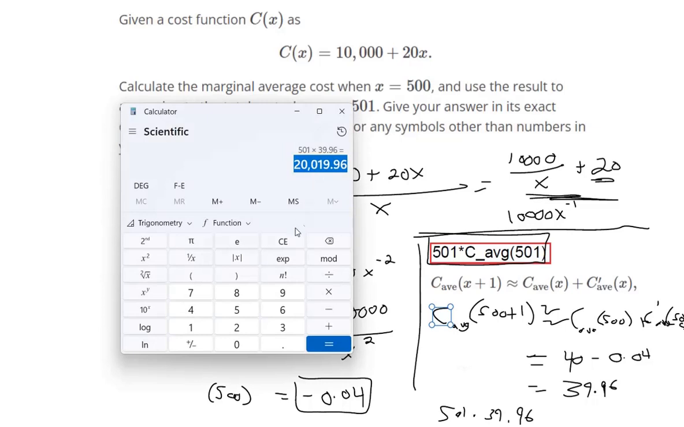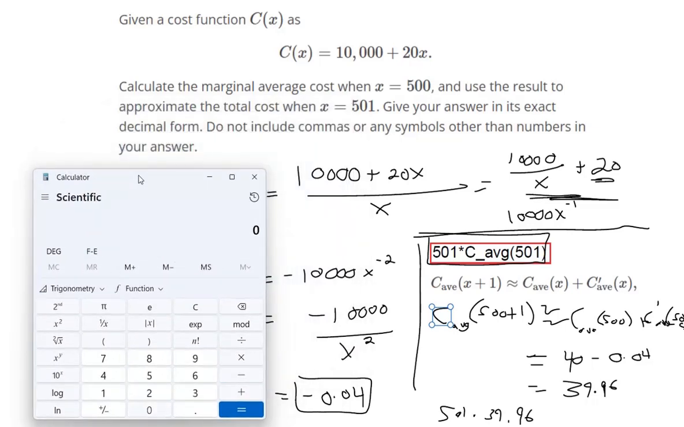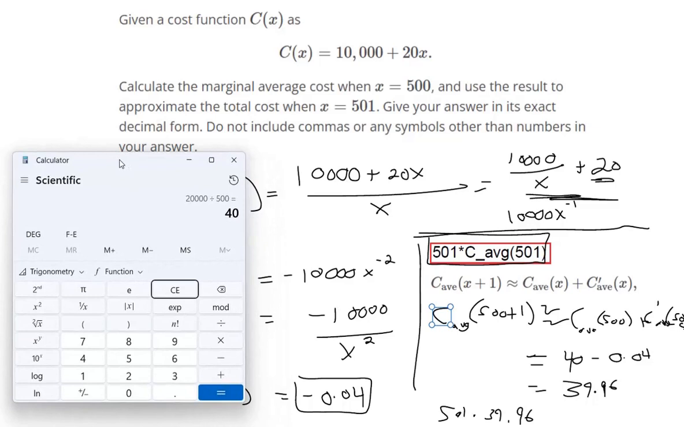So at 500 units, you plug 500 into the average cost function, you've got a cost of 40 per unit. Now for one more unit, our slope is indicating that it goes down by 0.04. That's our new average cost. So if you have 39.96 as a cost per unit, and you've got 501 units, you multiply to find out the total cost.